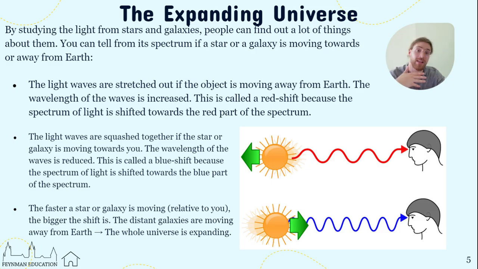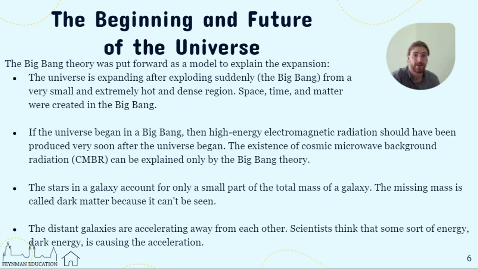It's going to be moving away from us. Okay, if the light waves are more blue, it means it's coming towards us because the wavelength, the length between the light waves coming from that star, is going to be decreased, and therefore it's going to come off more blue. If it's going away, they're going to increase, they're going to come off more red. Okay, so the faster a star or galaxy is moving relative to you, the bigger the shift is. And the distant galaxies are moving away from the Earth, so the whole universe is going to be expanding.